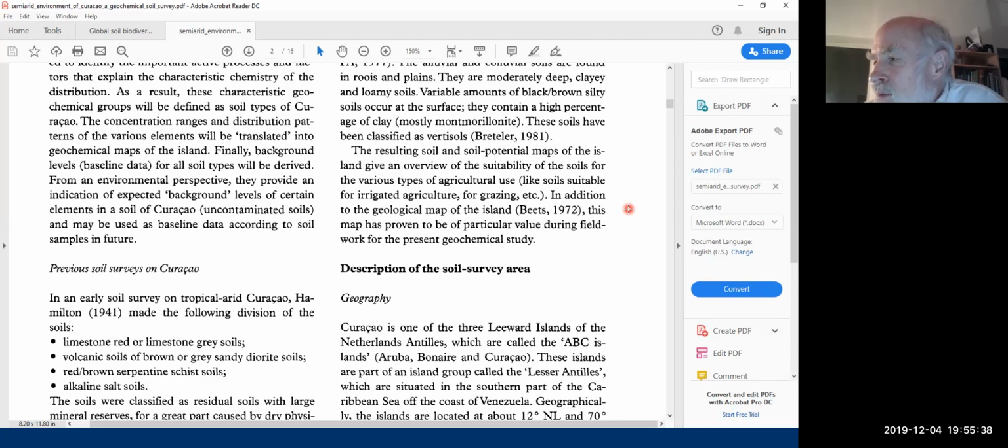So the problem is this is like deeper soils. So darker soils, you're thinking, okay, this could be good, but it might also be in this category of vertisols. Don't know what to do about that.